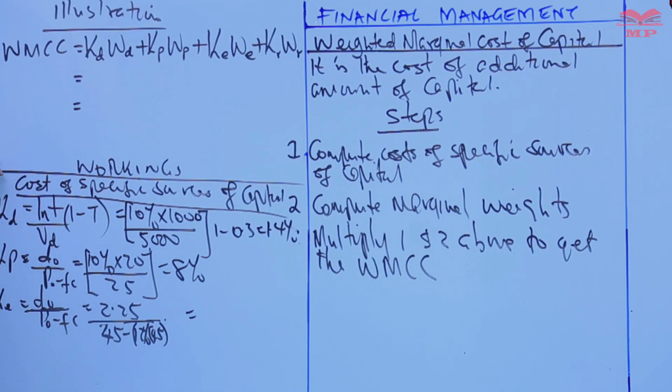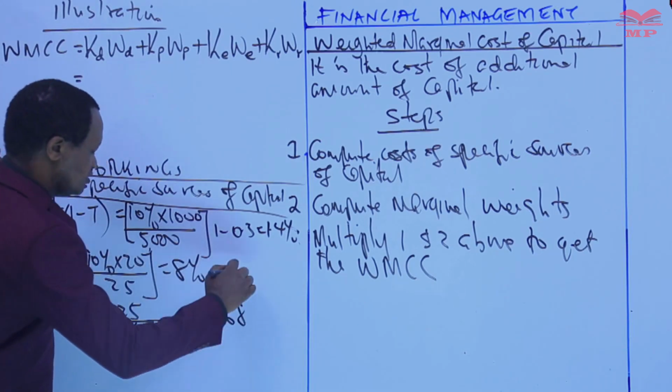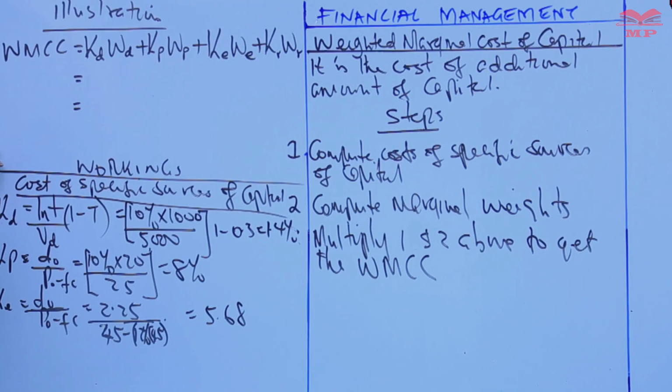Abraham says 11.48. Gilbert says 5.68. So is it 5.68? The cost of equity.